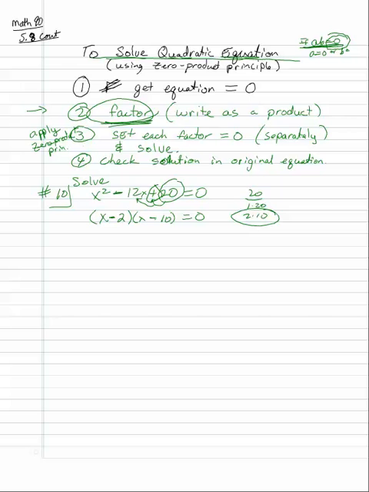Now step 3, you're going to take each factor, you're going to split it up, set them both equal to 0. And then you're going to solve each of those factors separately. So x equals 2, or x equals 10. Now if we're going to use a solution set, right, you're going to put it in braces, 2, 10, brace. So you can write it either way. So this is doing a solution set.